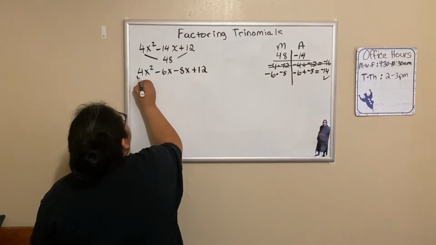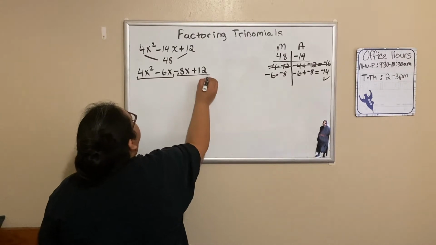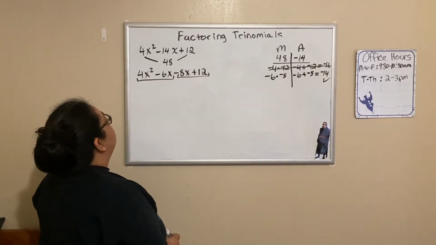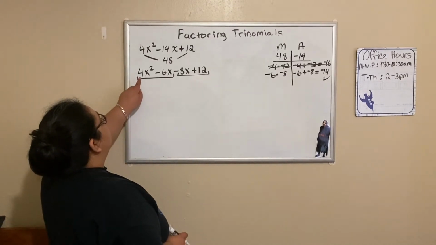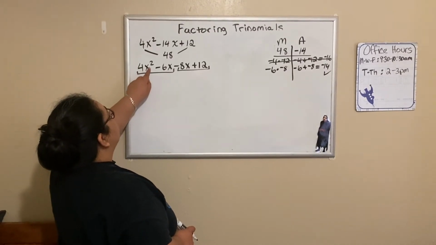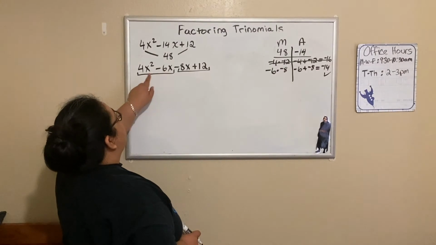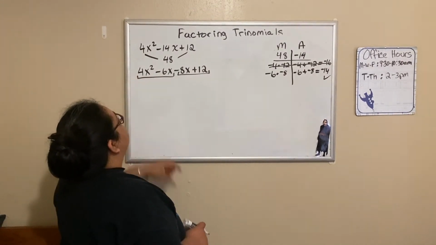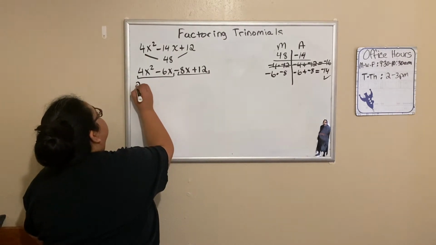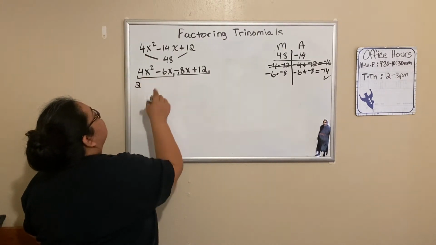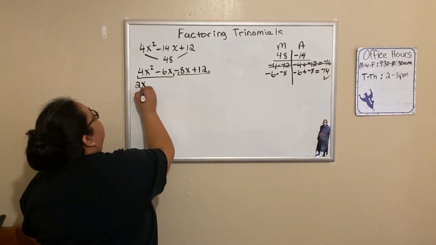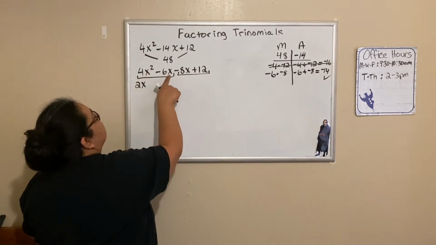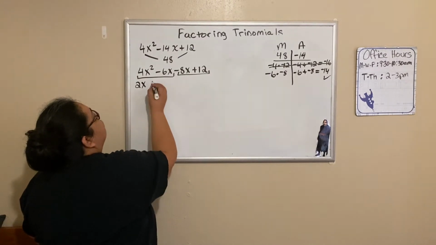And just like last time, we're going to group the first two and group the last two. And now we're going to factor out a common factor. In the first group, 4x squared and negative 6x have a common factor of 2. 4 and 6 have a common factor of 2. So we're going to write 2. And they both have at least one x. So we're going to take out an x as well. So the common factor between 4x squared and negative 6x is 2x.